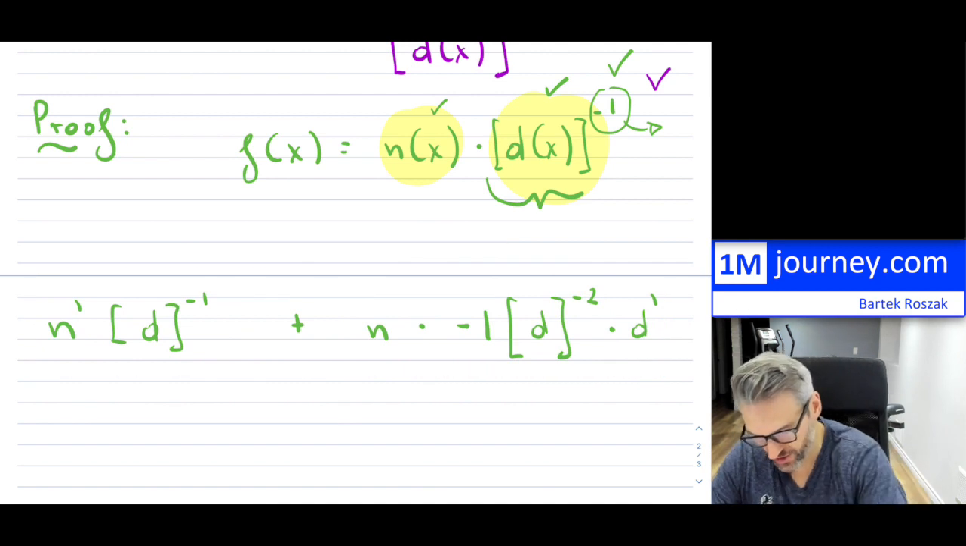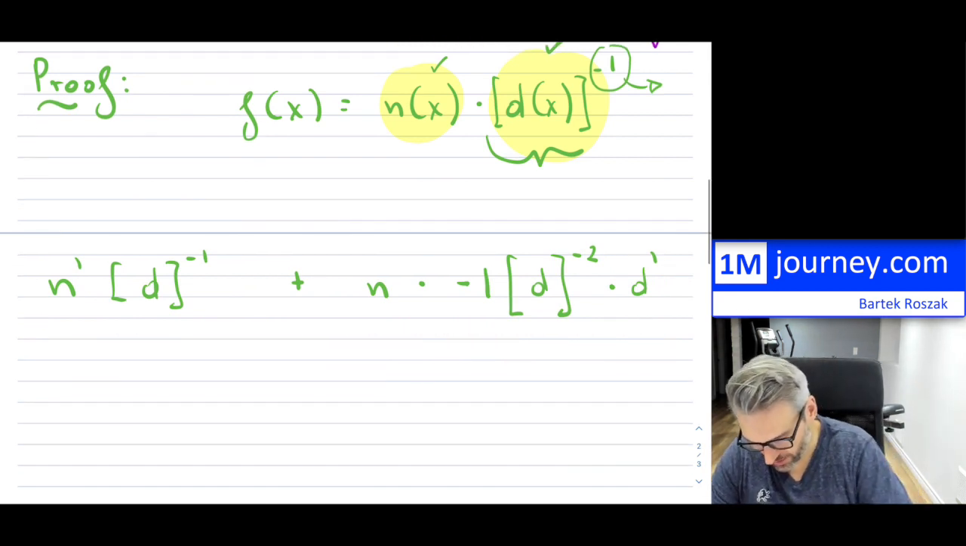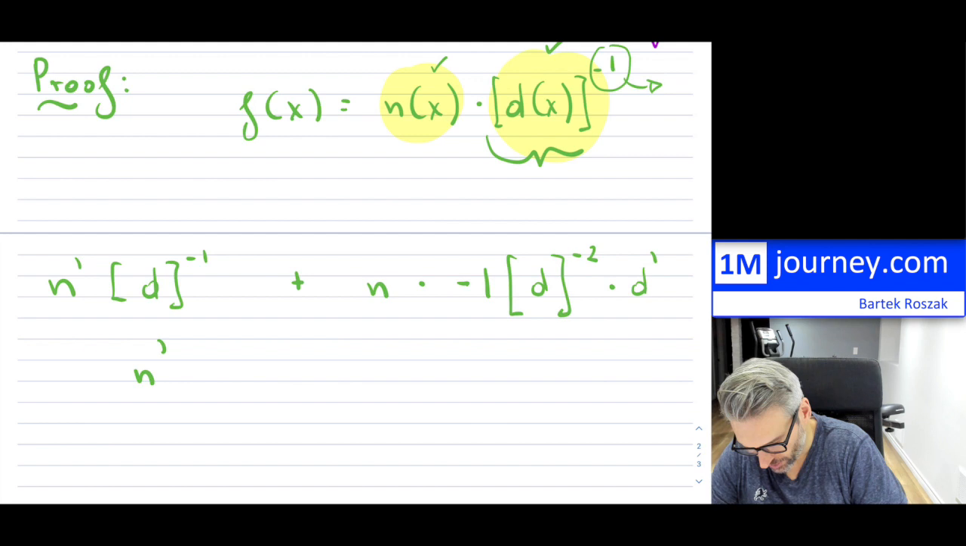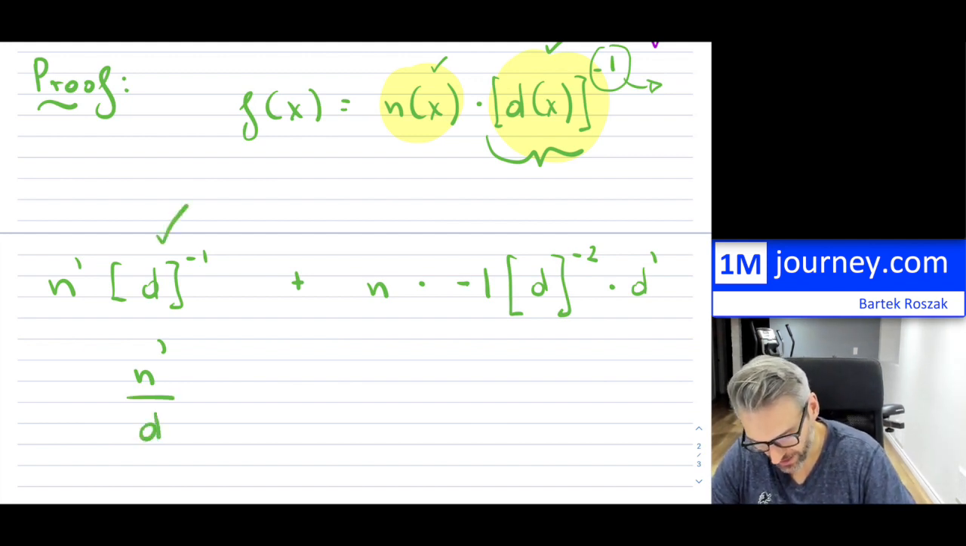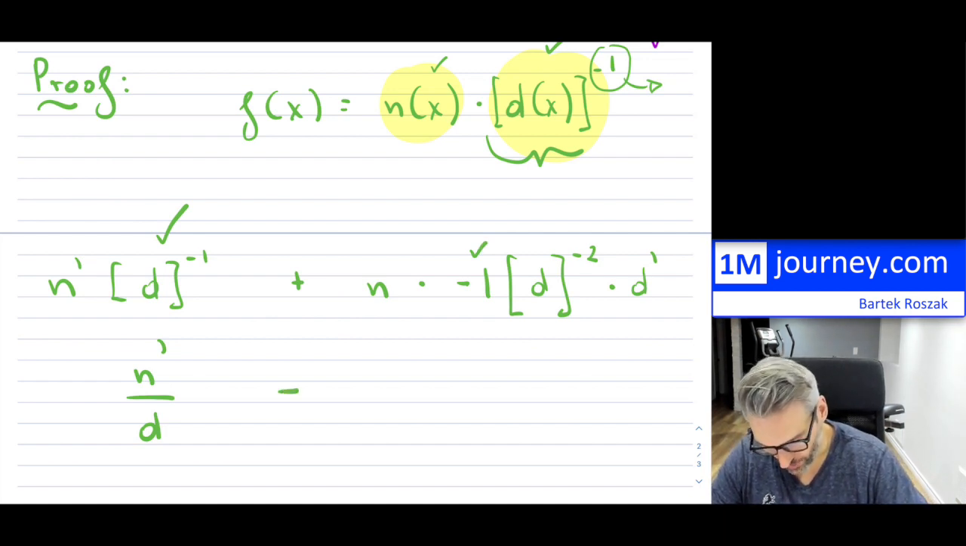So now with this, we're pretty much almost done. We just have to massage this. So what does this look like? Well, this looks like n prime all over d. So I'm going to bring this down. Now this -1, so this is going to be subtracted. And notice this is going to be n right here. And I'm going to multiply it by this d and the derivative of that. And all of this is going to come down. I'm going to bring it down to the denominator. So that's going to be d squared.